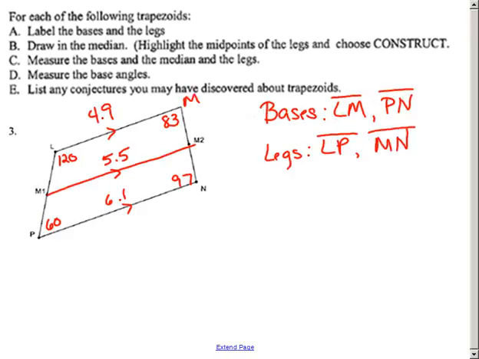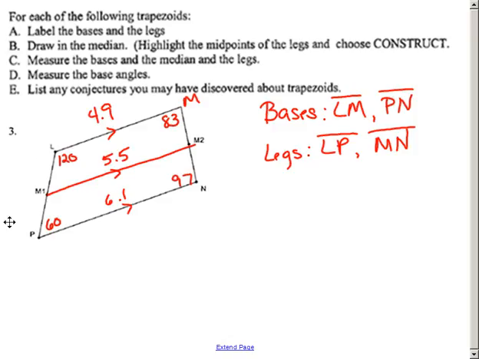Looking at our measurements for 3, we've got our bases here for segment LM and PN. Our legs are segments LP and MN. The measurements of the bases are 4.9 and 6.1. The length of our median is 5.5. I'm looking at my angle measurements. Angle L is 120. Angle P is 60.